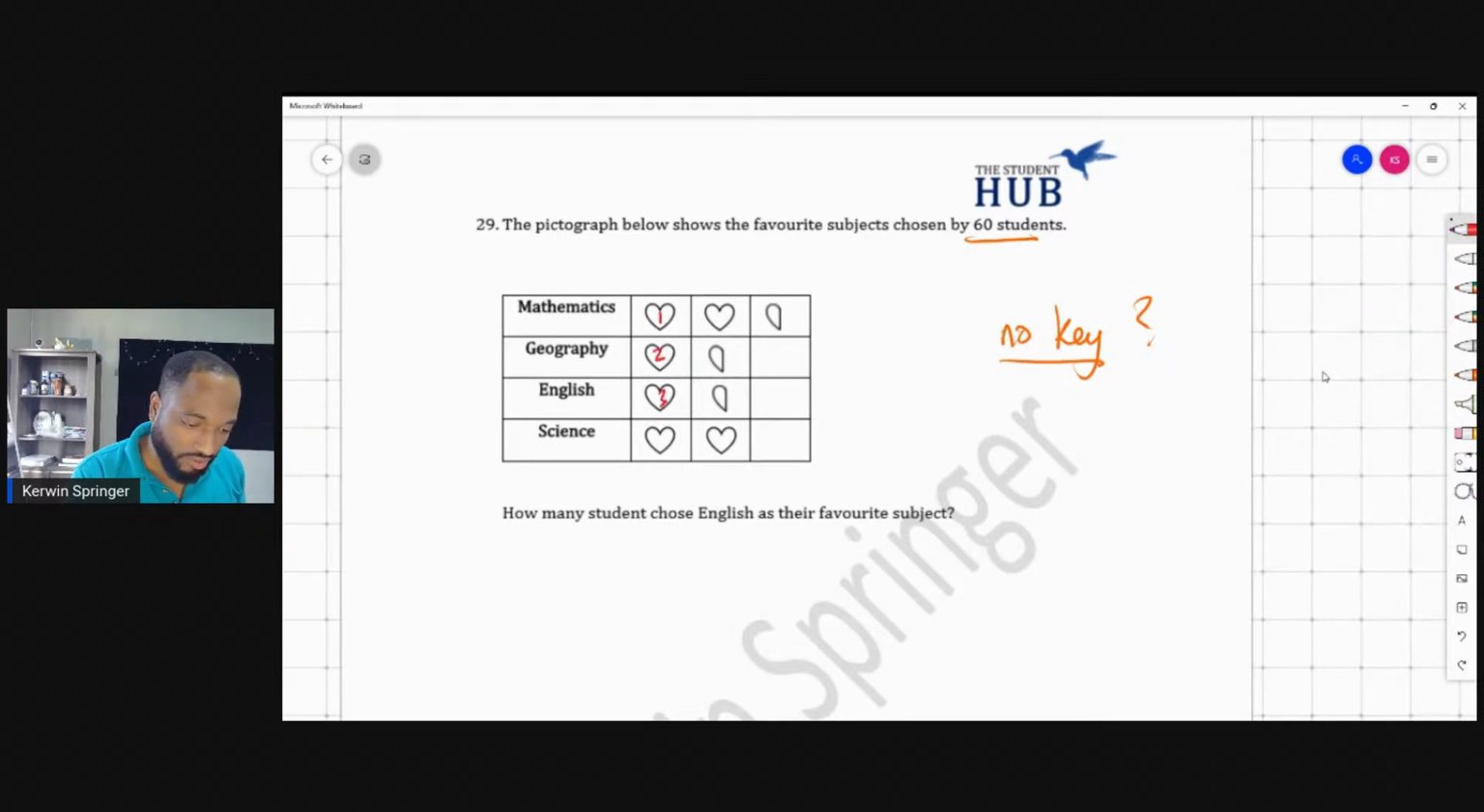1, 2, 3, 4, 5, 6, 7. Half and half makes 7.5. We have 7.5 shapes, and these 7.5 shapes represent 60 students. Let's just double check this. 1, 2, 3, 4, 5, 6, 7, 7.5. So how much does 1 shape represent? If 7.5 shapes means 60, how much does 1 shape represent?